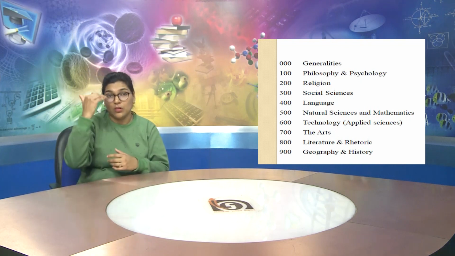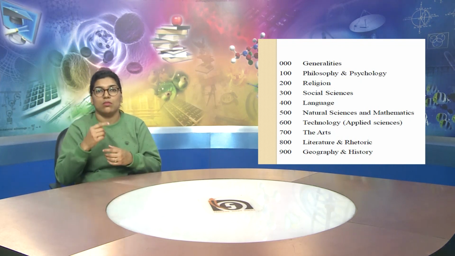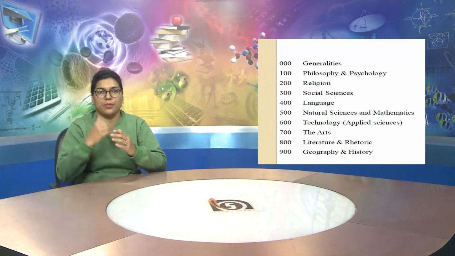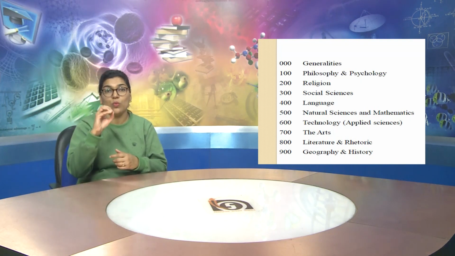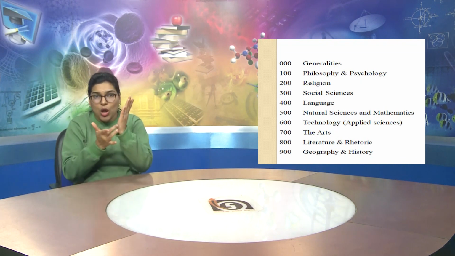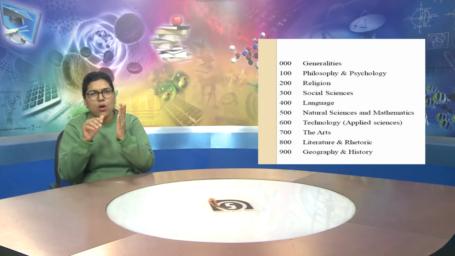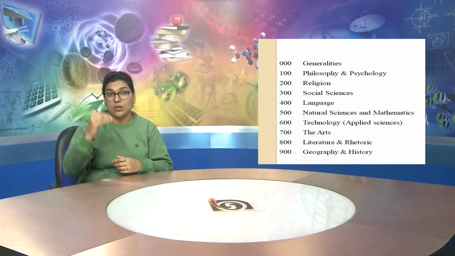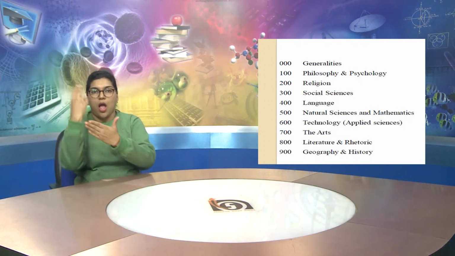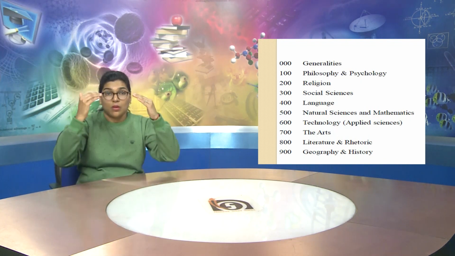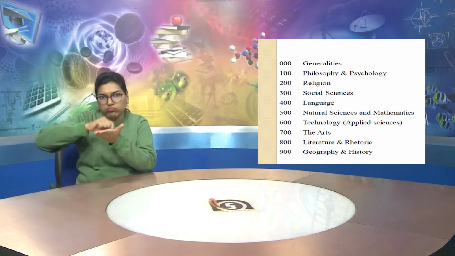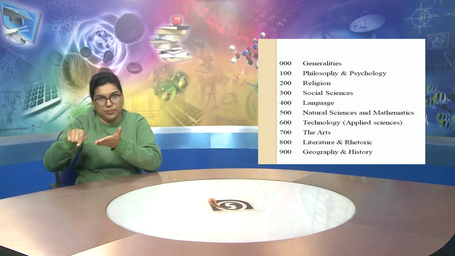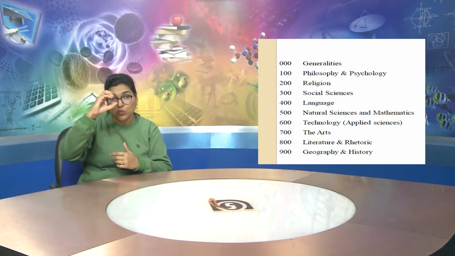500 is used for natural sciences and mathematics. 600 is used for technology and applied sciences. After that 700 is used for the arts. After that 800 is used for literature and rhetoric. And after that 900 is used for geography and history.